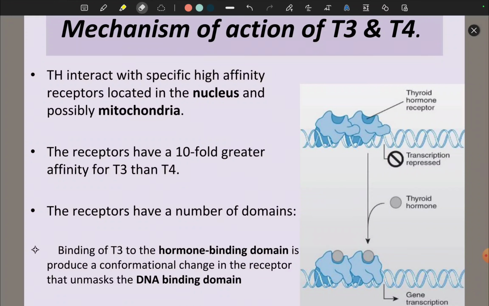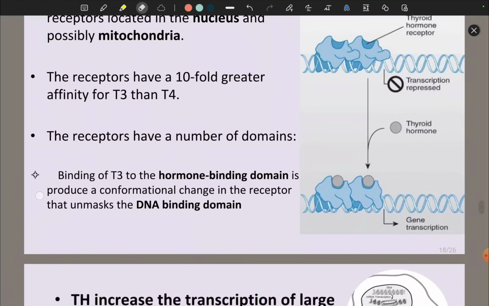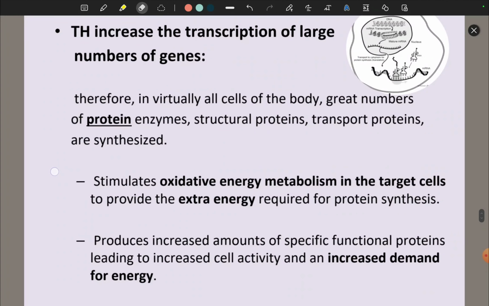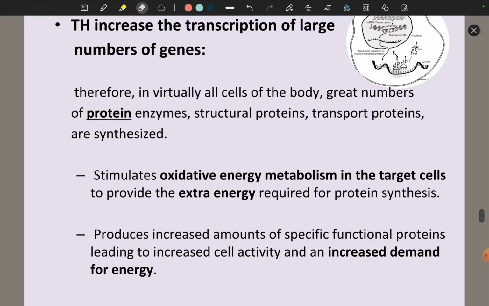It will cause transcription and translation and protein formation. What are these proteins? It's either enzyme, functional protein or structural protein.